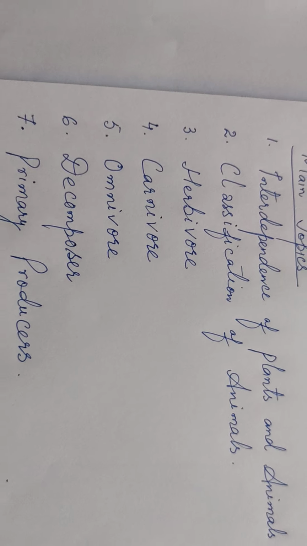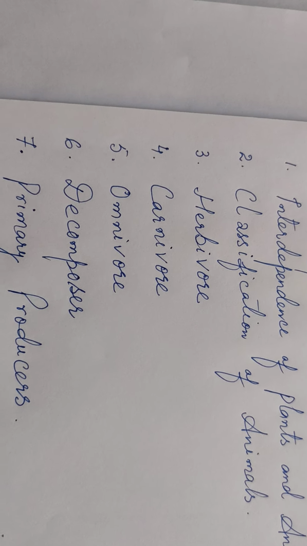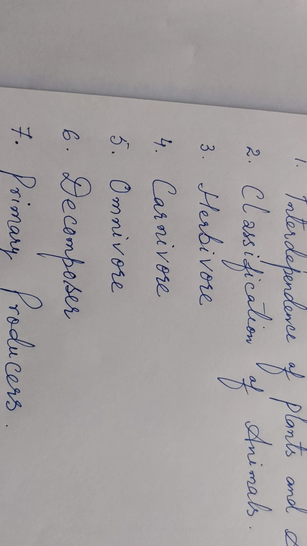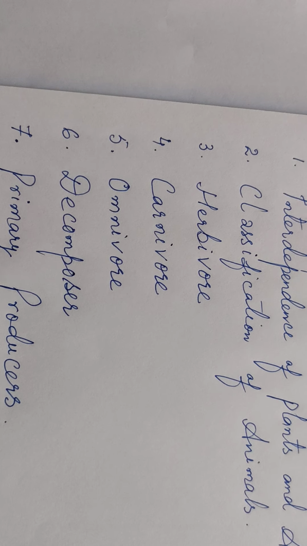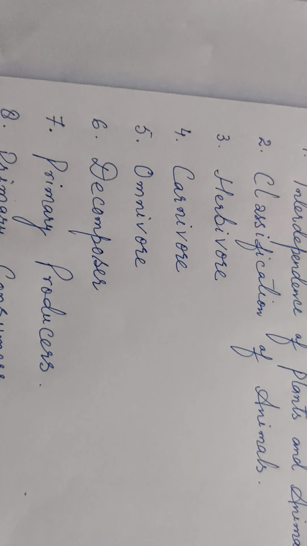The fourth category is decomposers. Decomposers feed on dead plants and animals. They decay dead matter and release nutrients into the environment, which are absorbed by the plants. For example, bacteria, fungi, etc.